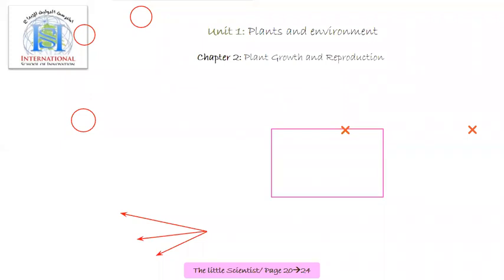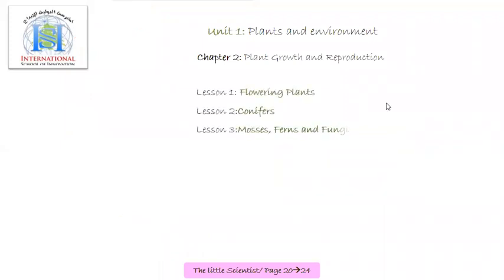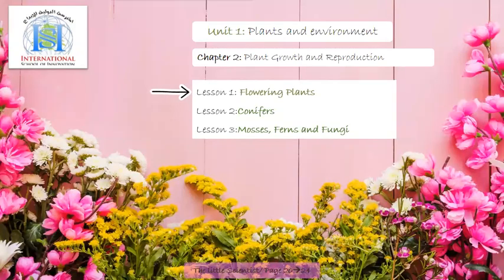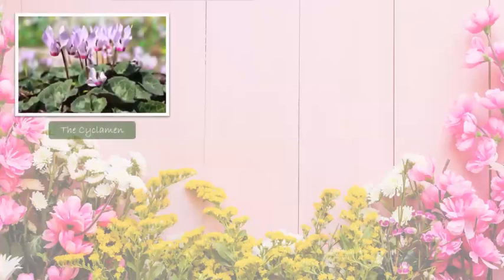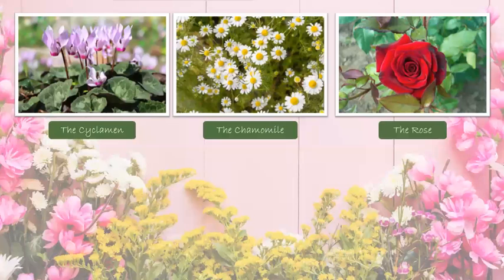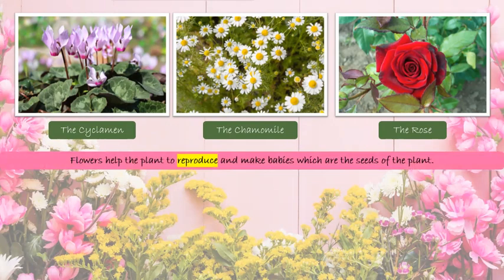So today's lesson will be about, yes, flowering plants. Do you love flowers? I do. I love cyclamens. I also like chamomiles and roses. The flowers have a very important role and job in the plant, for the plant, okay? Flowers are the parts that help the plant making babies.